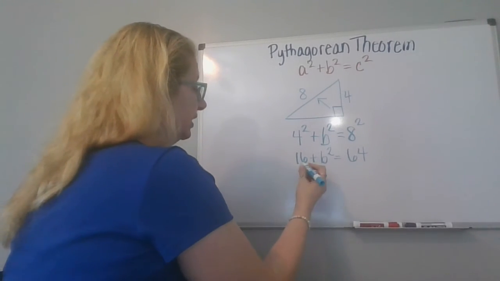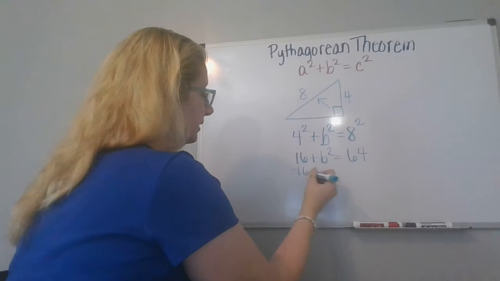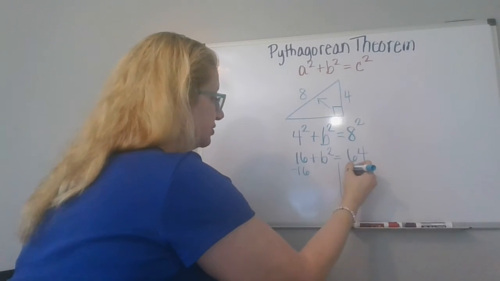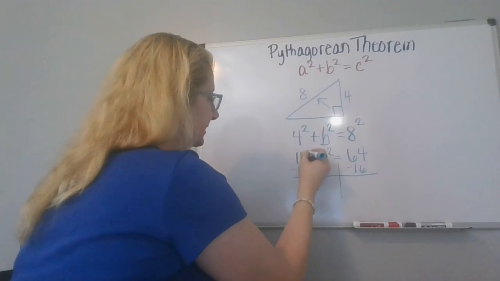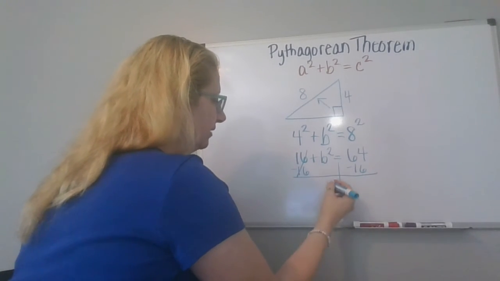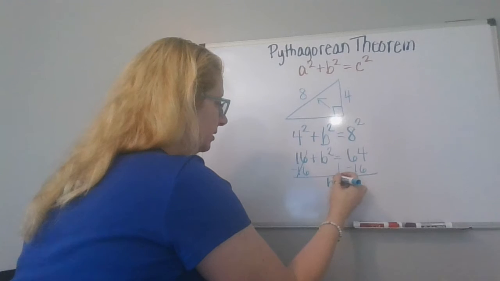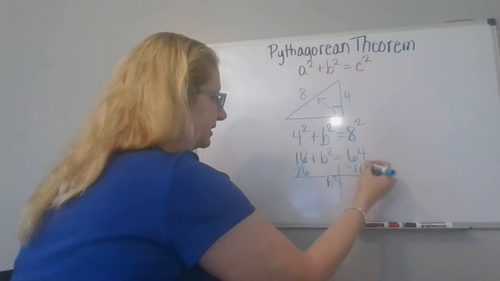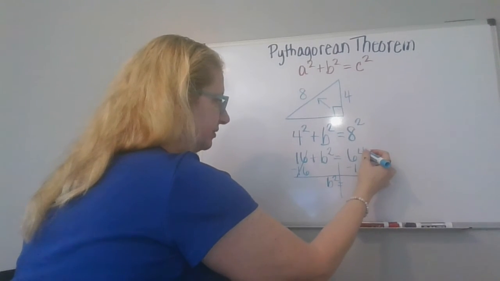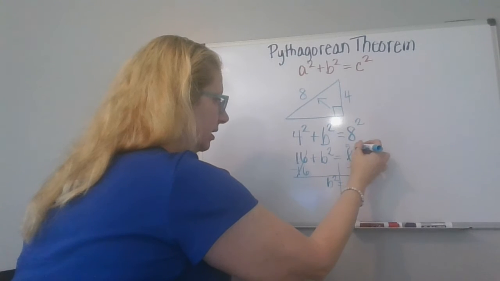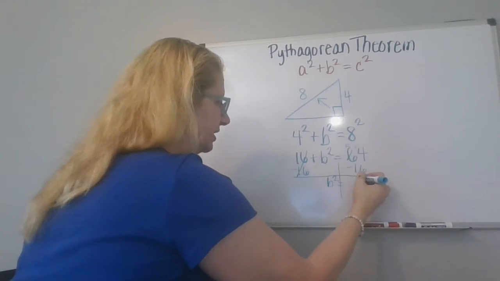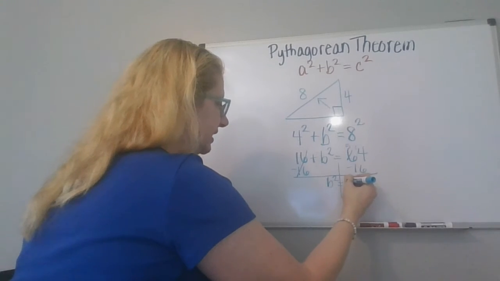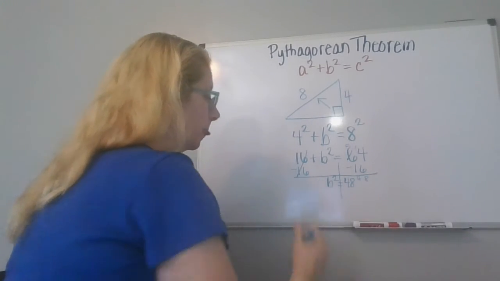So to do that, we're going to have to subtract our 16 from both sides of the equation. 16 minus 16 is going to cancel out. We're left with b squared equals, and 64 minus 16, if we borrow 1 from here, make that a 14. 14 minus 6 is 8. 5 minus 1 is 4. So b squared is equal to 48.